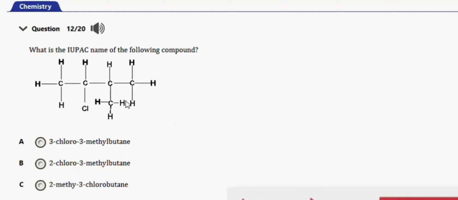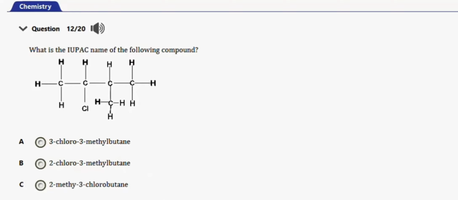Really appreciate this. So this question says, what is the IUPAC name of the following compound? So the IUPAC name of this compound will be 2-chloro-3-methylbutane. Yeah, that's the answer. You start from your left to name. So we have chlorine element here, the chlorine group, so we have methyl group here, so this will give us 2-chloro-3-methylbutane. So that's for this question.